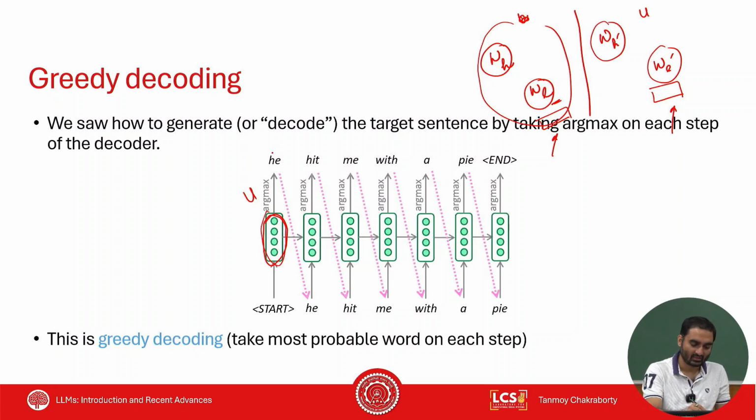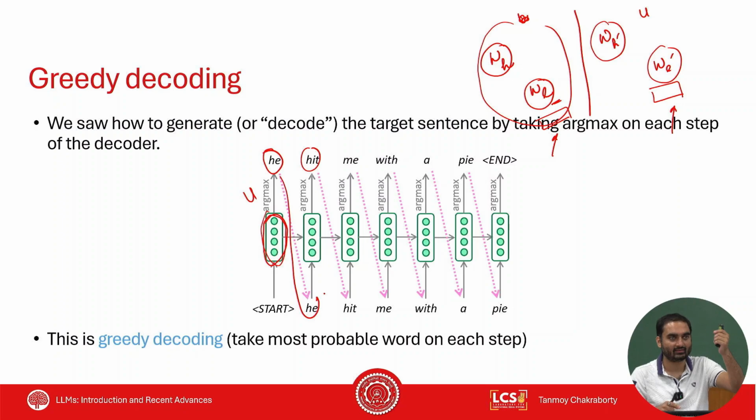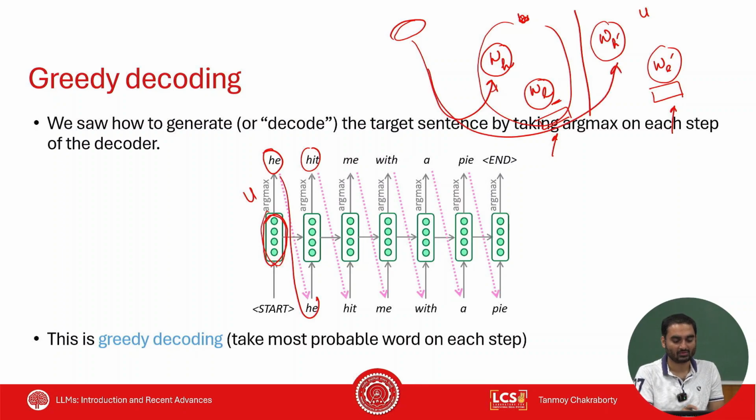So let's say you sampled "he", and then you feed it here, it will generate "hit". When I say I feed "he" to the next layer, what does it mean? It means I feed the embedding of "he" to W_H. This W_H is the same for all the tokens that you are generating in the decoder.